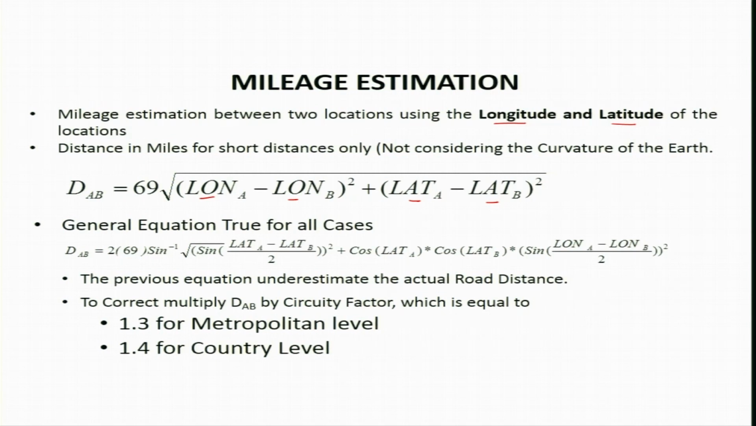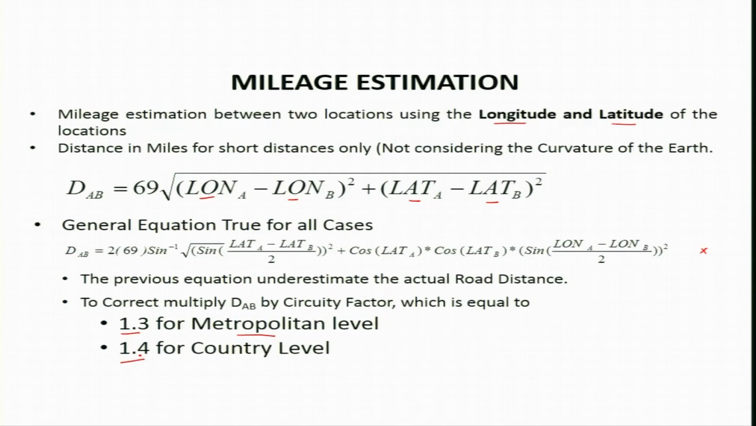This is used when two different countries or states are involved, or the distance is longer. The exact relationship is given by this particular formula, but this is too cumbersome. If it is in a metropolitan city, we can multiply this factor by 1.3 also, because you may have to take different routes.